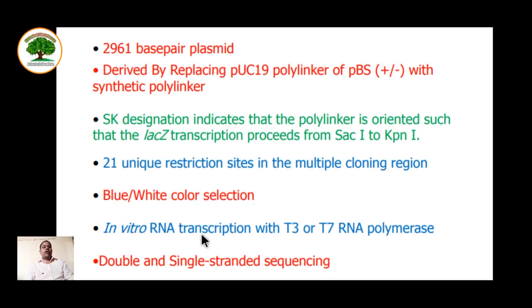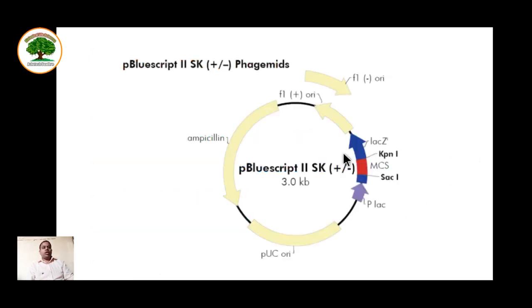In vitro RNA transcription with T3 and T7 promoters is done by RNA polymerase enzyme. It can also be used in double-stranded as well as single-stranded sequencing. This is the structure, or this is the plasmid pBluescript II SK plus minus phagemid. So you can see the orientation here. There are three elements, that is ampicillin resistance, the pUC ori site, that is the origin of replication, and then the ori site of the f1 phage also.